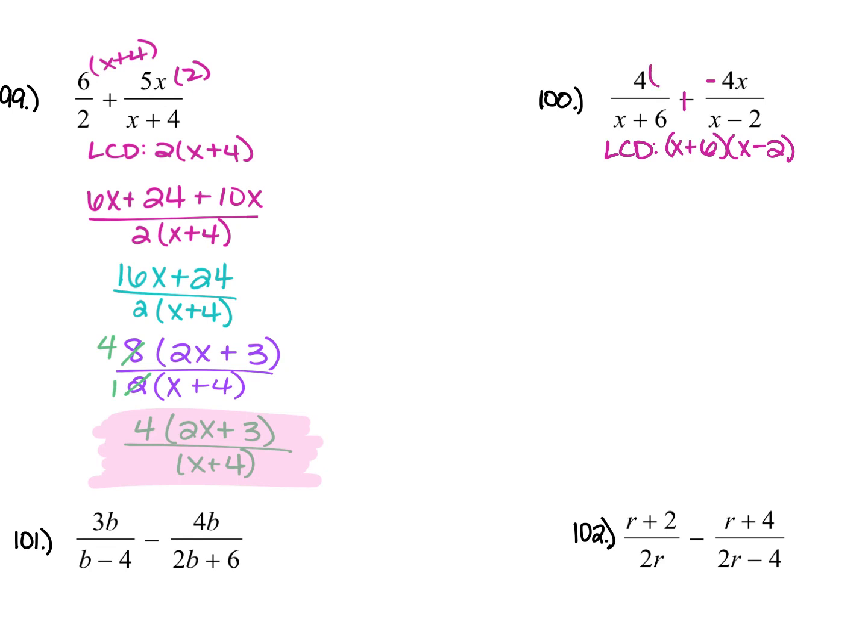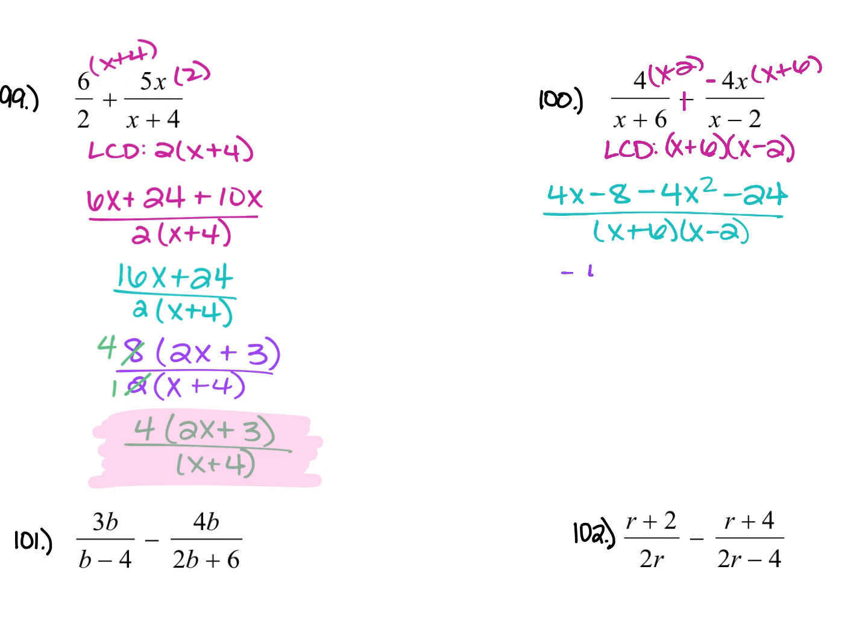So the 4 gets multiplied by x minus 2. The negative 4x gets multiplied by x plus 6. So this is going to give you 4x minus 8 minus 4x squared minus 24 all over x plus 6 times x minus 2. From here, combine your like terms up top. You have negative 4x squared plus 4x minus 32 all over x plus 6 times x minus 2.